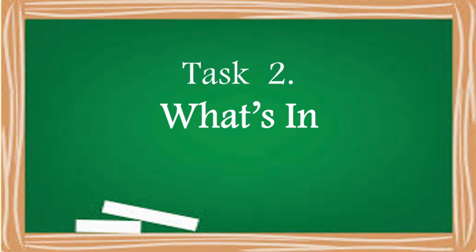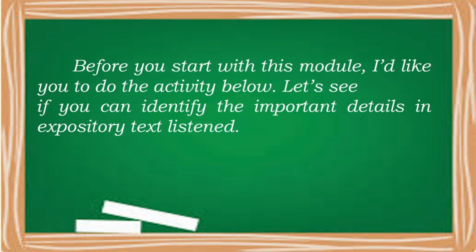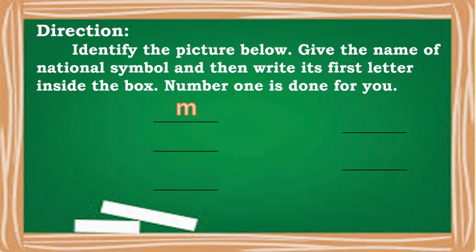Alright, so let us now do your task in task 2. What's In? Before you start this module, I'd like you to do your activity below. Let's see if you can identify the important details in expository text listened. Alright, direction. Identify the picture below. Give the name of the national symbol and then write its first letter inside the box. Number 1 is done for you.